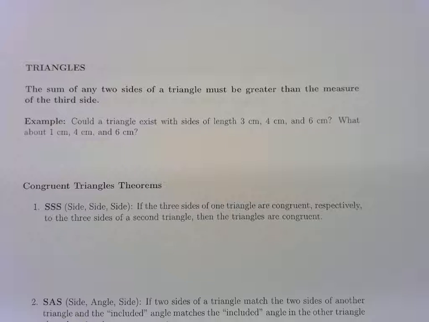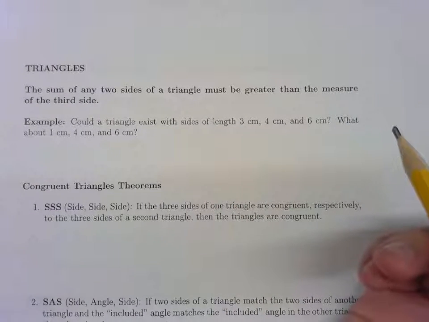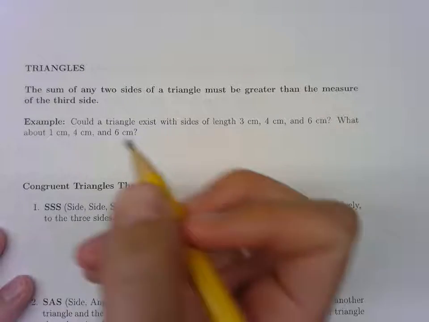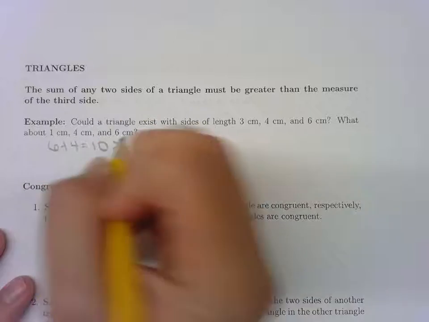Let's look at this theorem. It says the sum of any two sides of a triangle must be greater than the measure of the third side. So pick any two sides and add them up. As long as that is greater than the third side that you didn't include, then it is a triangle. So let's look at 3, 4, and 6. Let's do 6 and 4. 6 plus 4 equals 10. Is it greater than the third side, 3?